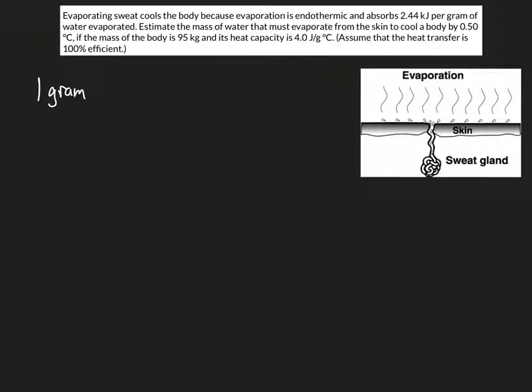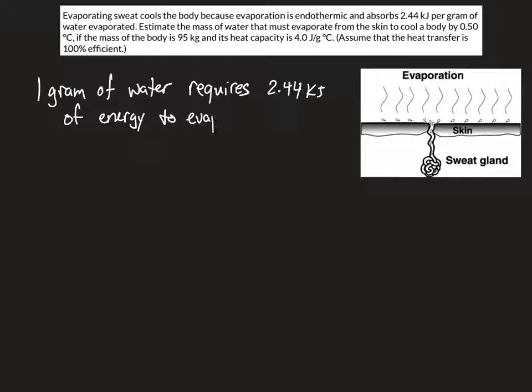This is problem 105 from chapter 3. In this problem, we're told that 1 gram of water requires 2.44 kilojoules of energy in order to evaporate from the surface of the skin. It's an endothermic process, so the water is absorbing energy from the skin in order to ultimately cool the skin. The energy leaves the skin, goes into the water, which then lowers the temperature of the skin.